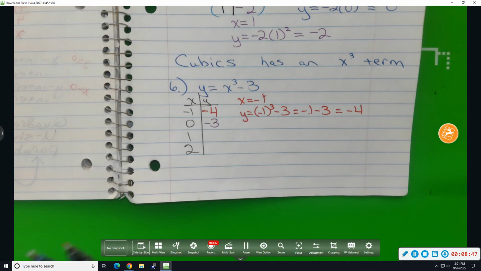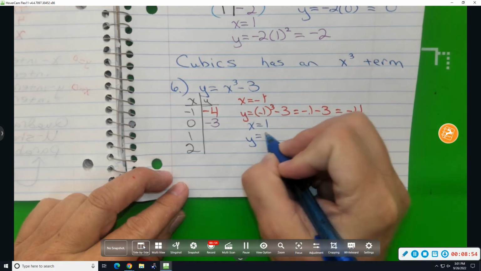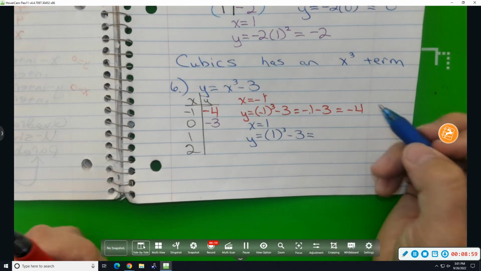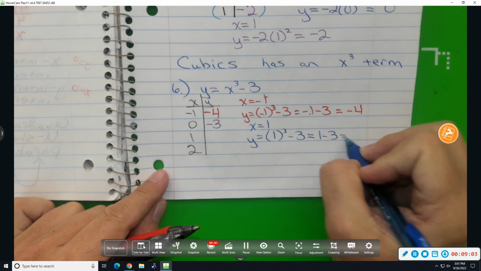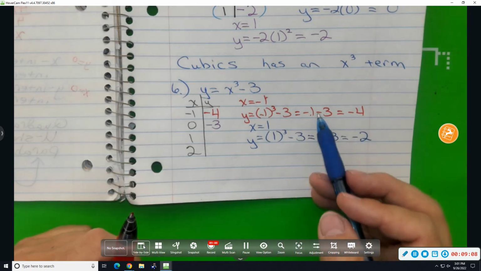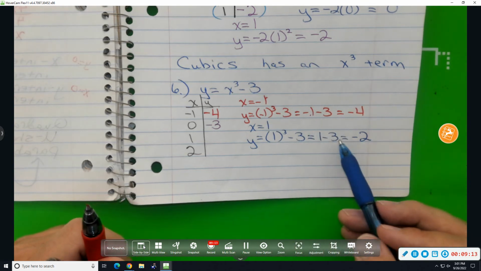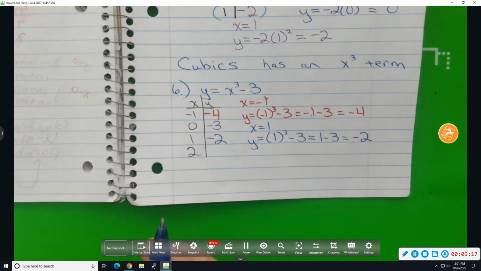Now we're going to plug in a +1. Plugging in a +1, we get y equals 1 cubed minus 3. 1 cubed is 1, minus 3 is -2. Notice when you plugged in -1, you had a -1 minus 3. When you plugged in a +1, you had a +1 minus 3. Only one more x value to plug in.